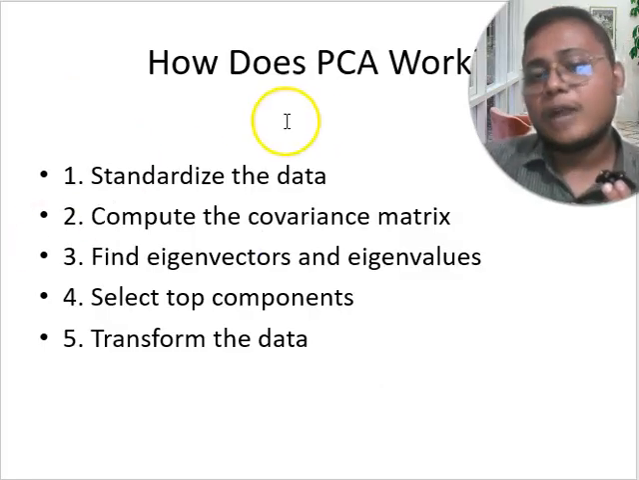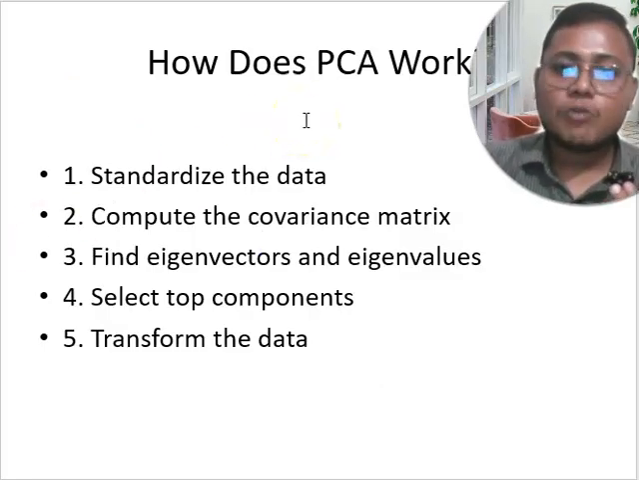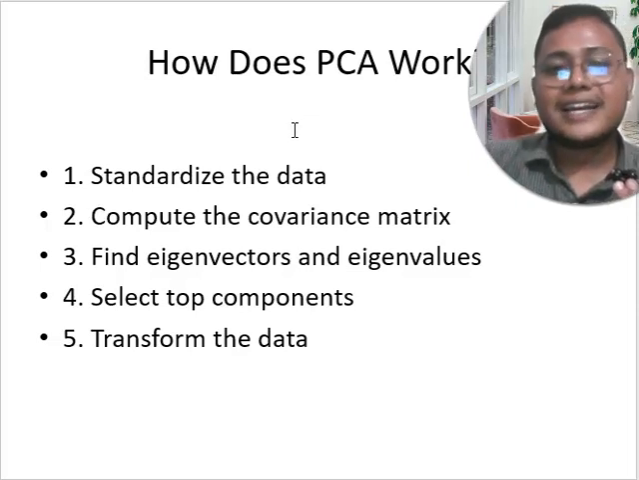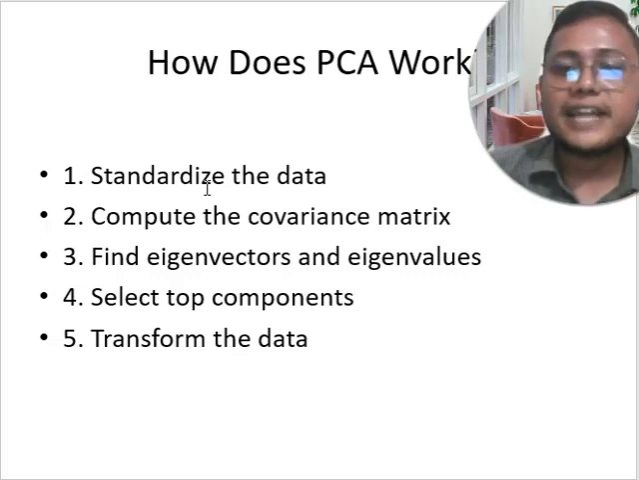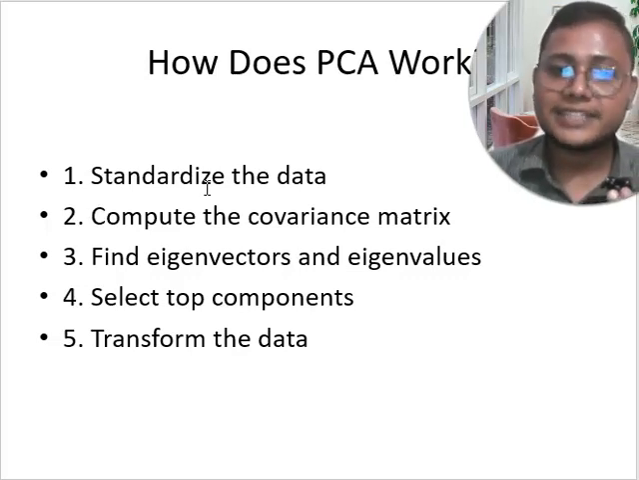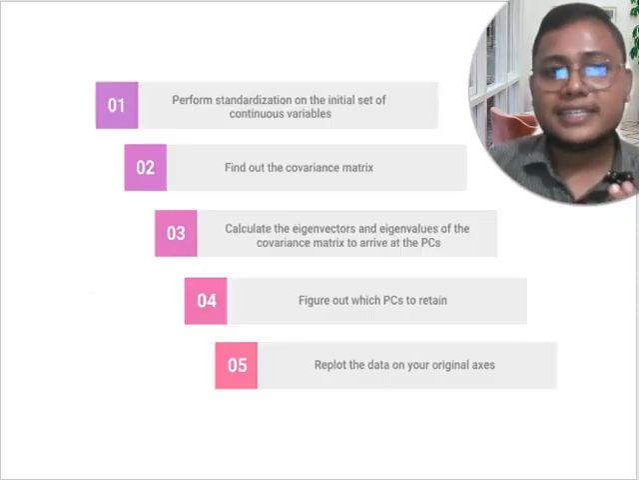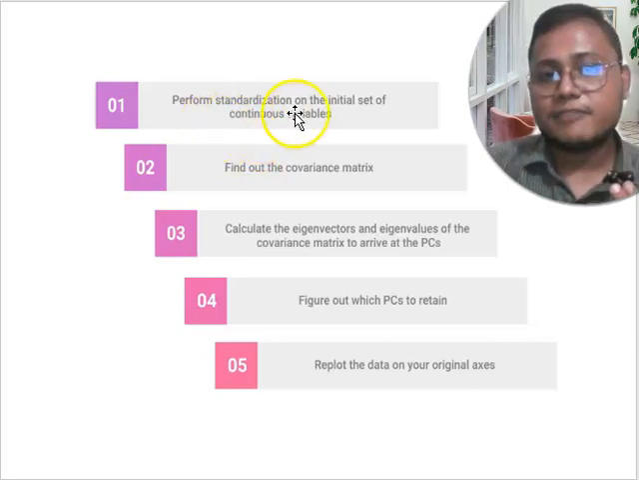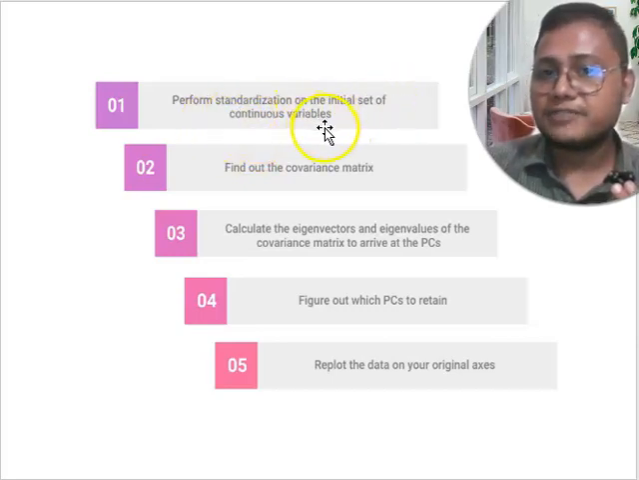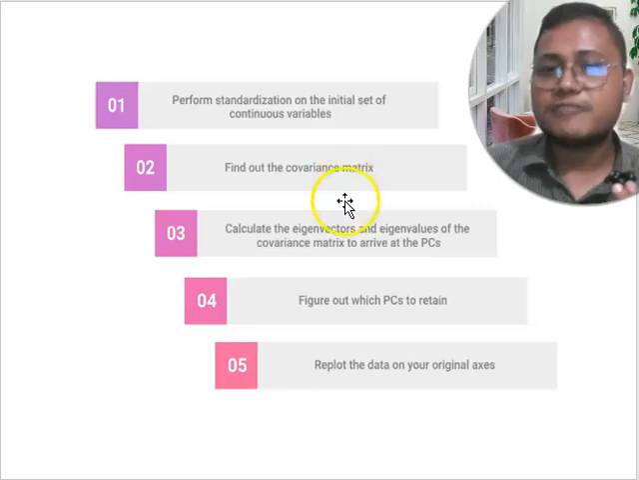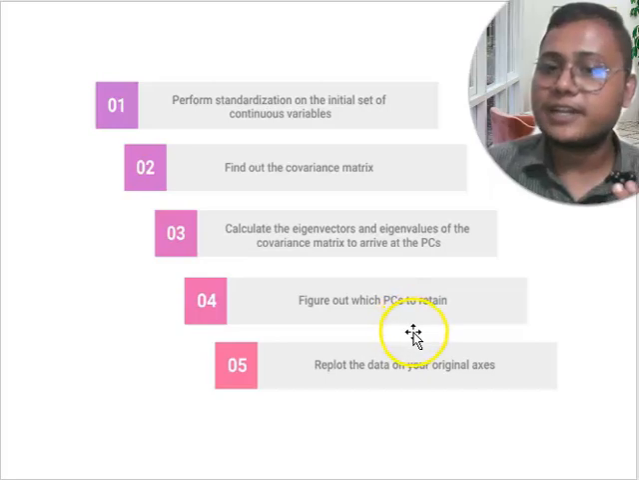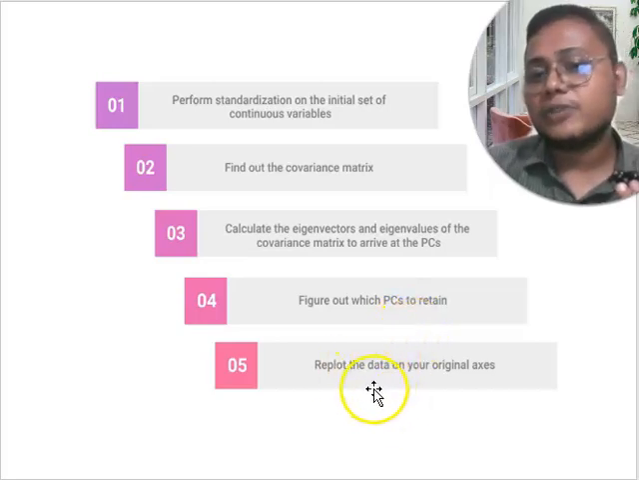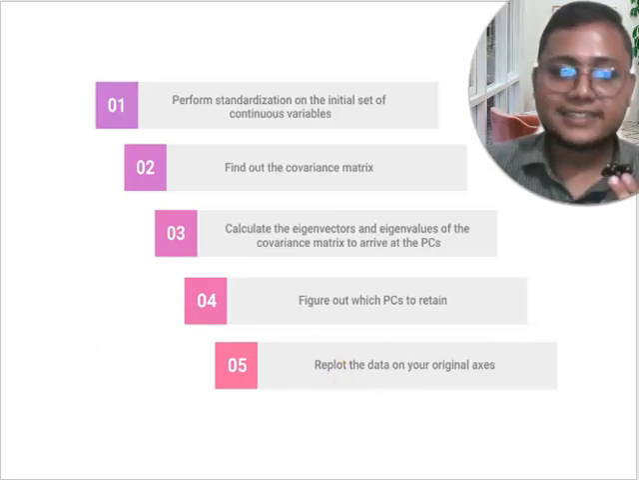Now we'll talk about how PCA works. First of all, standardize the data, then compute the covariance matrix, after that find the eigenvectors and eigenvalues, after that select the top components, and after that transform the data. We can see it as a flow chart here. Perform standardization of the initial set of continuous values, then find the covariance matrix, then find the eigenvalues and eigenvectors, then figure out which principal components to return, and finally we replot the data on our original axis.